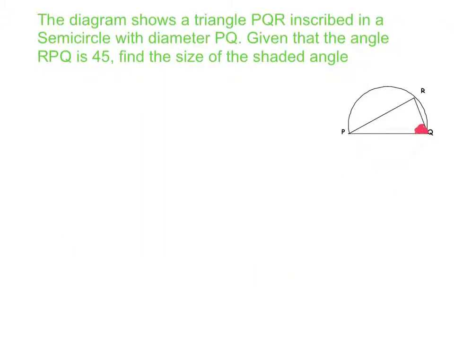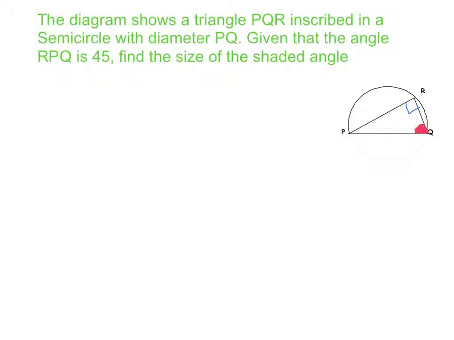Okay, now the last question shows us a triangle, PQR, inscribed in a semicircle with a diameter of PQ. Now, we did this experiment in class. If you have a triangle inside the circle, where one side of the triangle is a diameter, that side is the hypotenuse, and the opposite angle is a right angle. So we know the angle PRQ is 90 degrees.